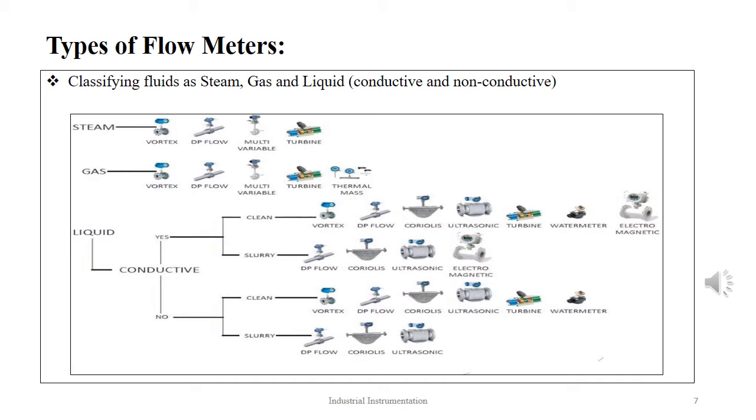and electromagnetic flow meter. Coming to the non-conductive liquids, for clean ones, we take help of vortex, DP, Coriolis, ultrasonic, turbine, and water meters. And for slurry ones, we go to DP flow meter, Coriolis flow meter, and ultrasonic flow meters.